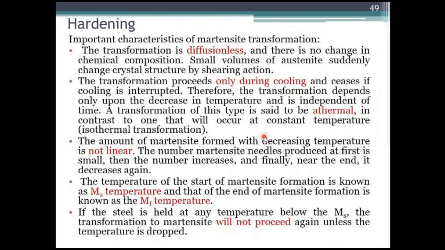What are the important characteristics of this hardening martensite transformation? The transformation is usually diffusionless. It will not have any change in chemical composition, but the volume of austenite changes due to the shearing action. If the volume changes, ultimately the crystal structure also changes, and still it will yield better mechanical properties.